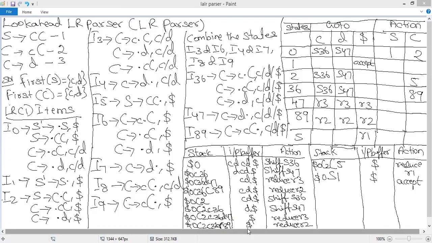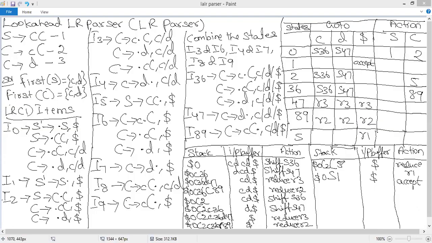Now 89 and dollar. So 89 and dollar means you have to perform the reduce operation with the second production rule. Second production is C tends to terminal C and non-terminal C. You see here these two things will be reduced. This terminal C and this non-terminal C will be reduced. So remaining you will be having $0 non-terminal C 2, and these two things will be reduced with non-terminal C. 2 and C is 5.